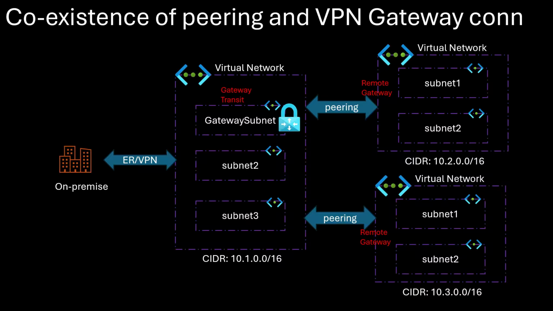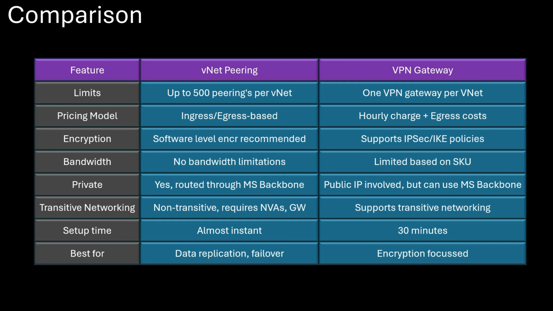When deciding between virtual network peering and VPN gateways for connecting Azure networks, you need to consider several factors. Let's understand those factors in this case. Virtual network peering allows you to create up to 500 peerings per virtual network, while VPN gateways are limited to one per virtual network, with tunnel limits depending on the gateway SKUs. Peering follows a pay-as-you-go pricing model based on ingress and egress traffic, whereas VPN gateways charge hourly plus egress cost.